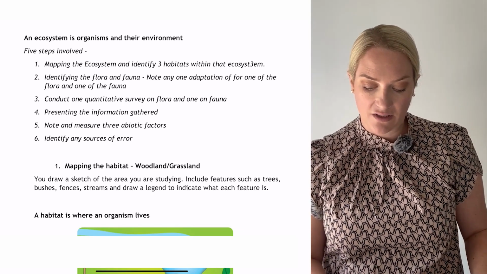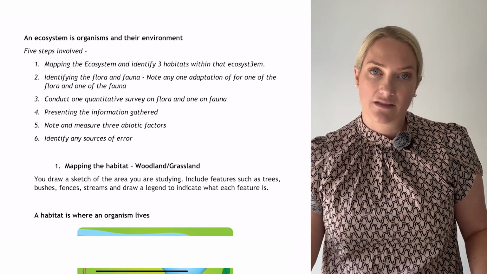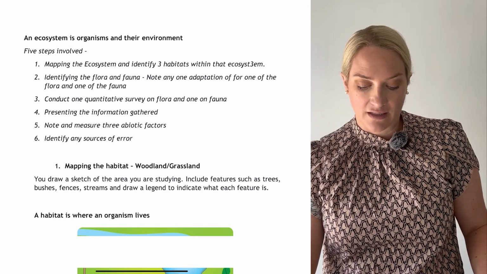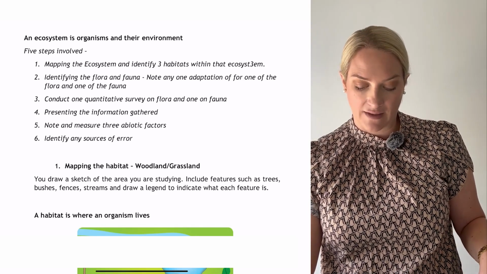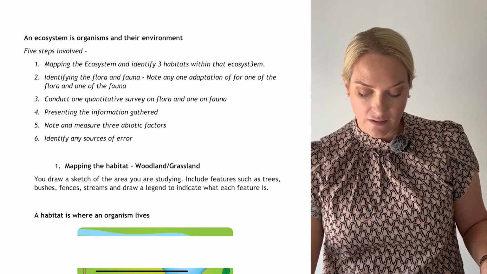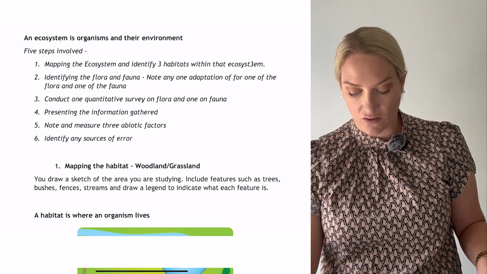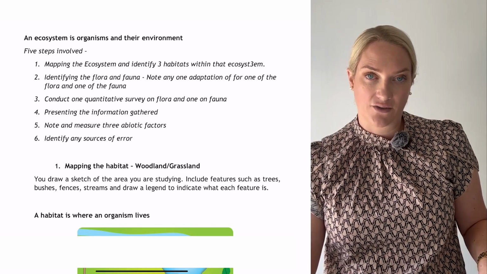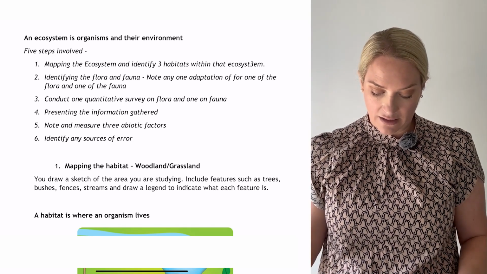So first thing that you will do is you may go out and you'll map your ecosystem, and within that you'll identify 3 habitats within that ecosystem. You'll identify flora and fauna, so you're going to have to identify 5 plants, 5 animals. You'll conduct one quantitative survey on flora and one quantitative survey on our fauna. You'll present your information, you'll note and measure 3 abiotic factors, and you're going to identify any sources of error that may have occurred there.